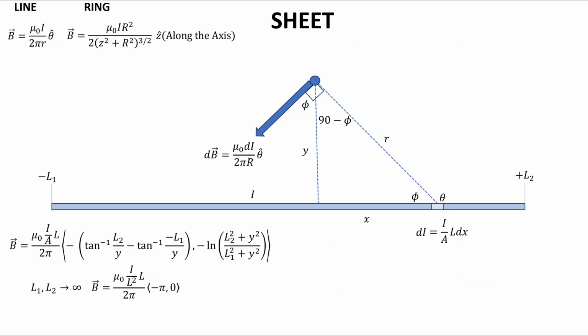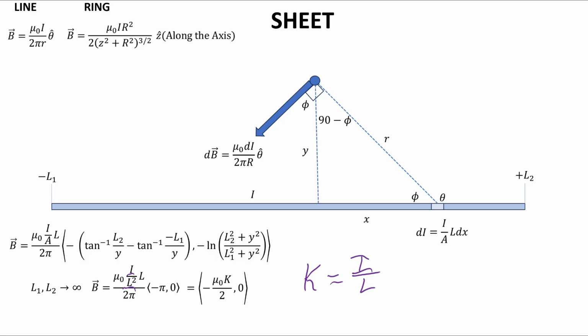So I take L1 and L2 go to infinity, and I end up with something that looks like minus pi. So it's actually much simpler. I actually want to clean this up a little bit. So what you end up with is I wrote I over A is I over L squared. So that's like I over L. K is a symbol we often use for current per unit length.